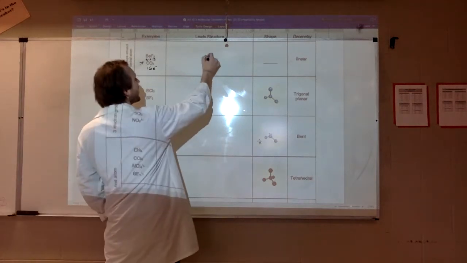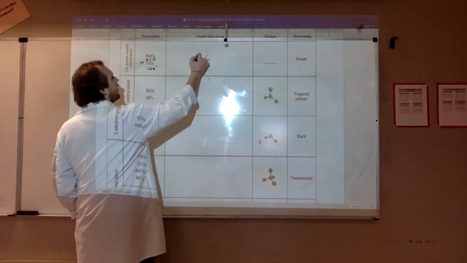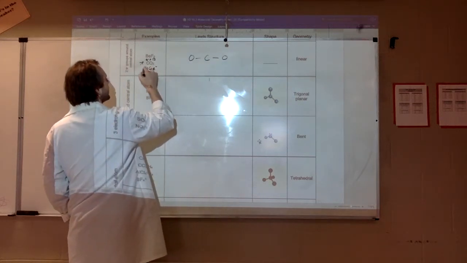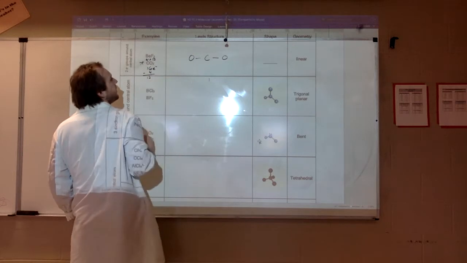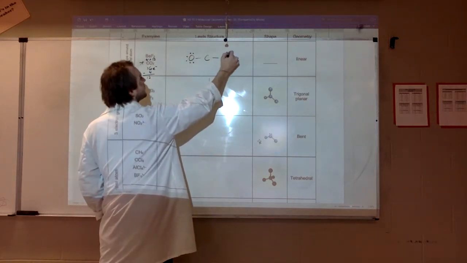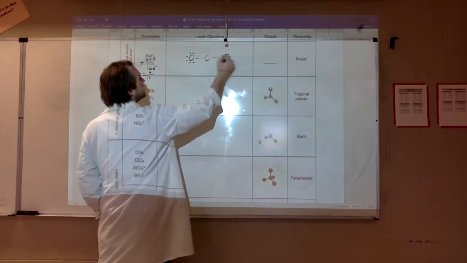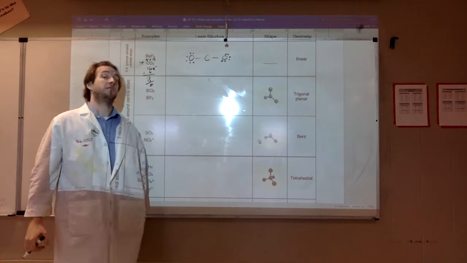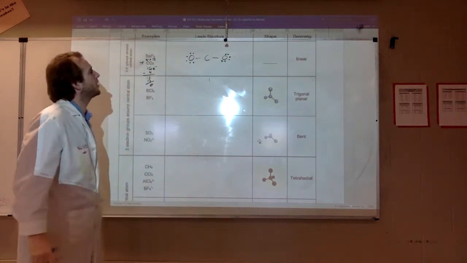Next, we pick a central atom. I'm going to put carbon in the middle. I'm going to do a single bond to my 2 oxygens. I've just used 4 electrons, down to 12. I'm going to fill up my oxygens: 1, 2, 3, 4, 5, 6. 1, 2, 3, 4, 5, 6. I've used all 12 of my electrons. I'm plumb out of tape for sticking my molecule together.